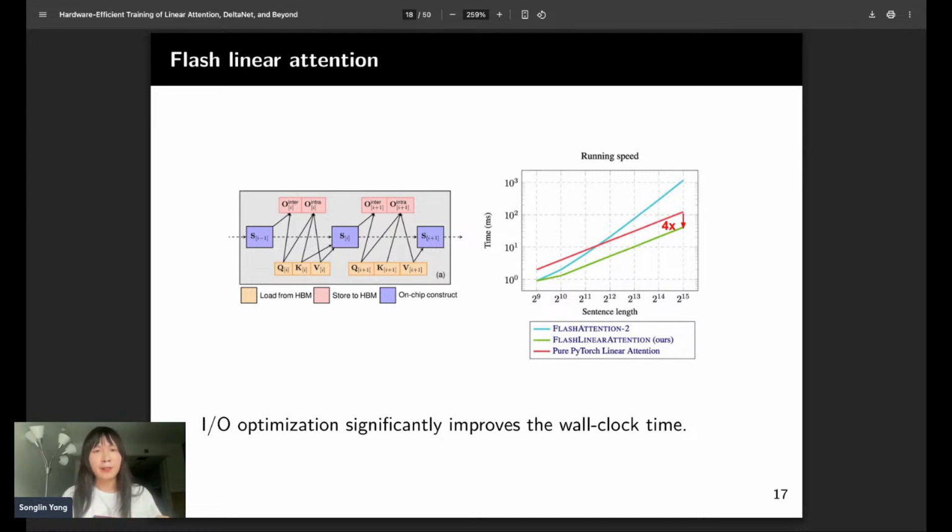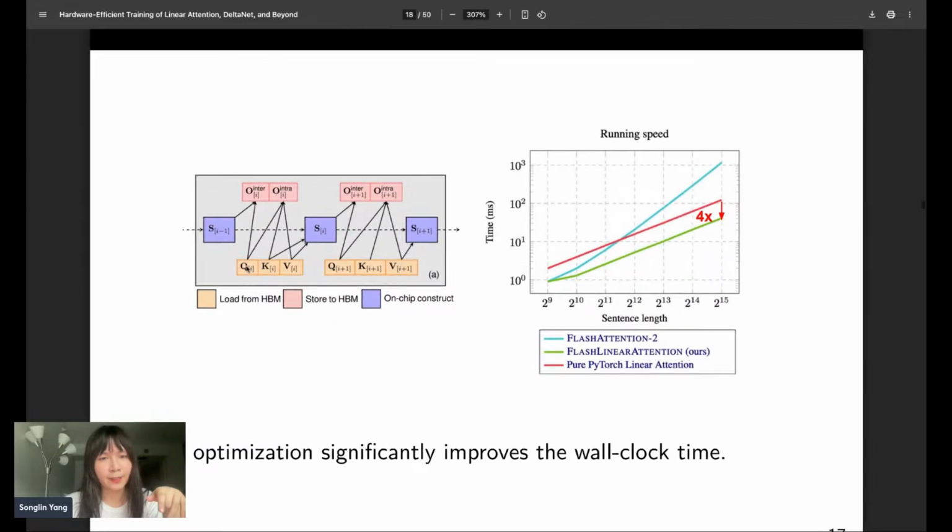So for the chunkwise form, we have an algorithm that aligns very well with modern hardware, but we also need to do some I/O optimization to further improve the runtime. In Flash Linear Attention, we do several kernel fusions to try to reduce the I/O cost.